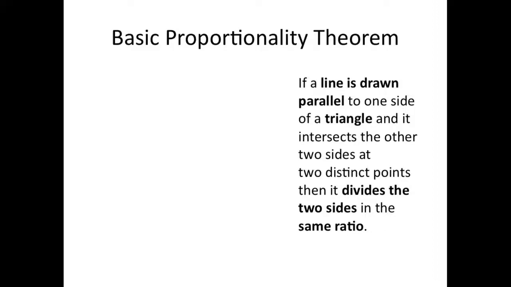The point is, you need to have a triangle, and there has to be a line parallel to one of the sides of the triangle. And if you have such a situation, then the other two sides of the triangle will be divided at the same ratio.